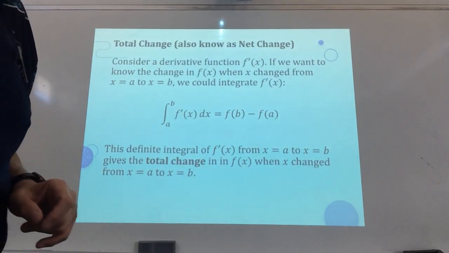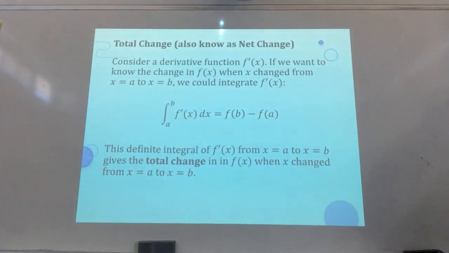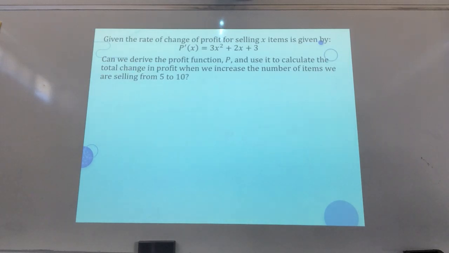All right. Now let's prove it. I want to prove to you that that works. Given the rate of change of profit for selling x items is given by that, can we derive a profit function P? Of course. And can we use it to calculate the total change in profit when we increase the number of items we are selling from 5 to 10?